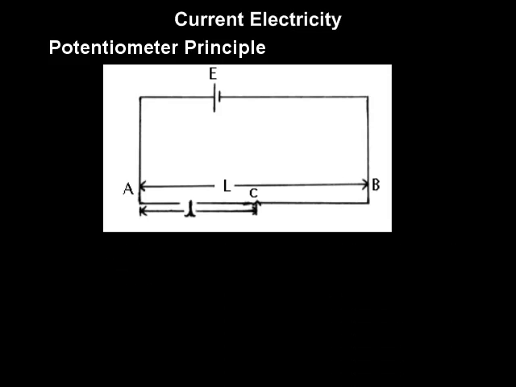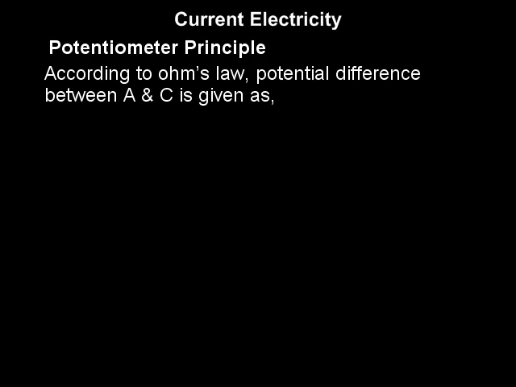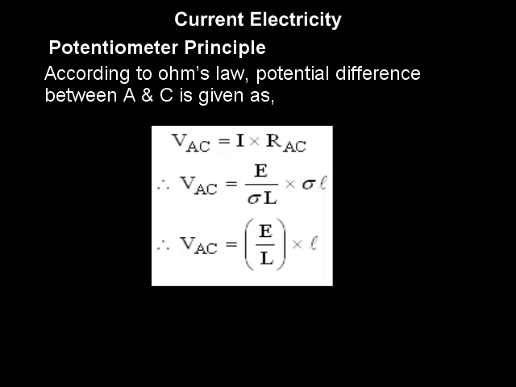Consider point C along AB such that length AC is small l. Now resistance between A and C is sigma small l. According to Ohm's law, potential difference between A and C is given as VAC is equal to I into RAC, but I is E upon sigma L and RAC is sigma into small l. Hence VAC is E upon sigma L into sigma small l. Hence it is E upon L into small l.